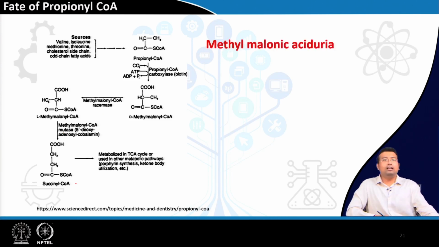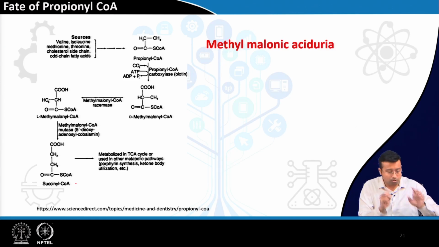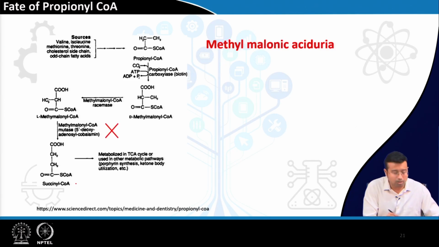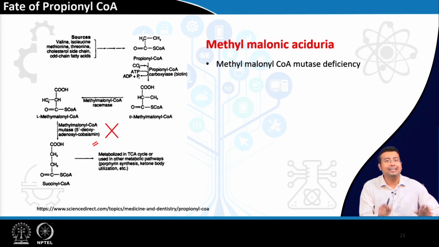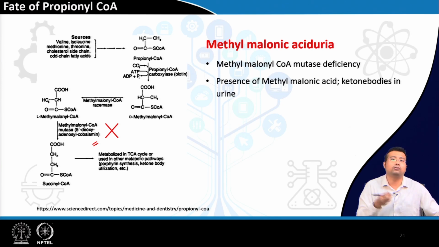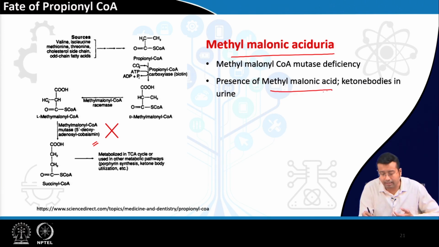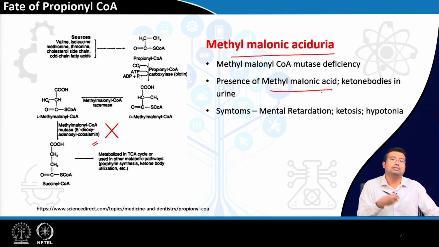Have you heard of methylmalonic aciduria? It is caused due to deficiency of the enzyme methylmalonyl CoA mutase, but you must have heard of it because it has been taught in beta oxidation of fatty acids. It was discussed that methylmalonyl CoA mutase deficiency leads to methylmalonic aciduria, with excess methylmalonic acid and ketone bodies in urine. Symptoms are mental retardation, ketosis, hypotonia.